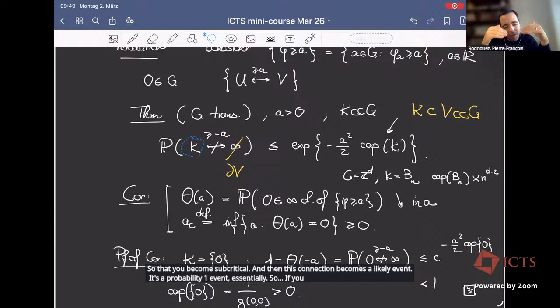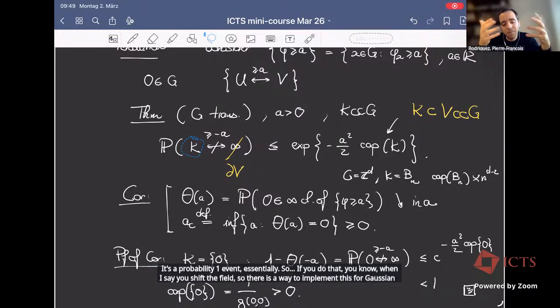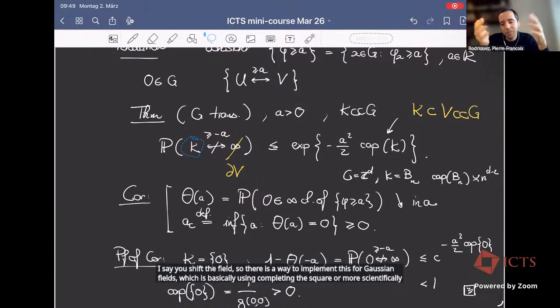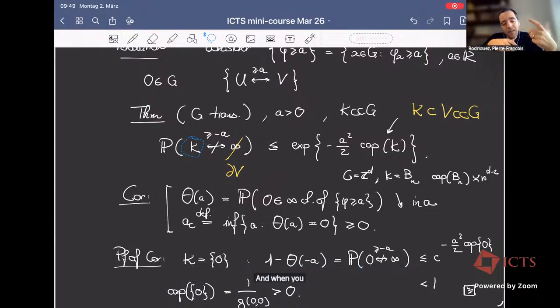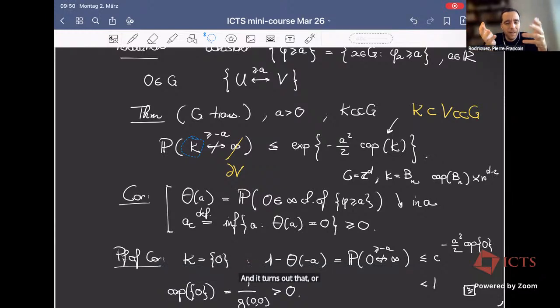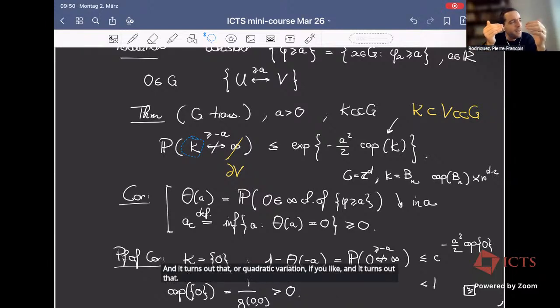So if you do that, when I say you shift the field, there is a way to implement this for Gaussian fields, which is basically completing the square, or more scientifically using Cameron-Martin or something like that. And when you shift, basically the exponential term that you pick up is essentially the cost from shifting the field, which is an entropy, or a quadratic variation, if you like.